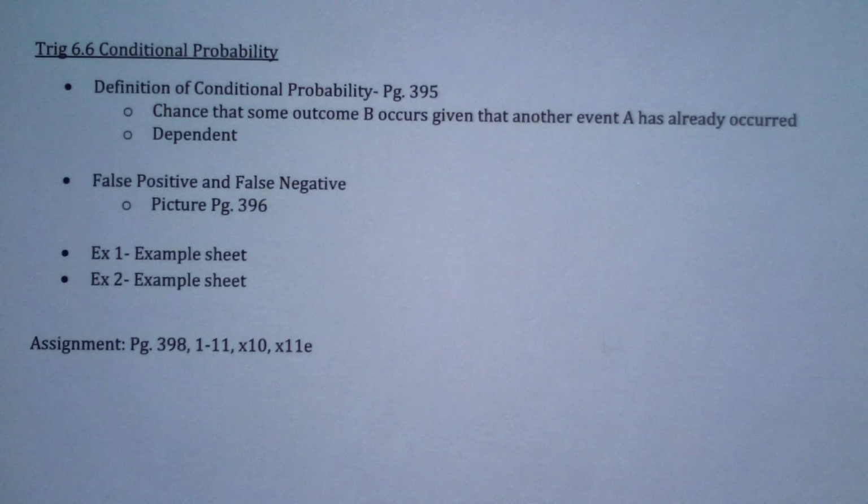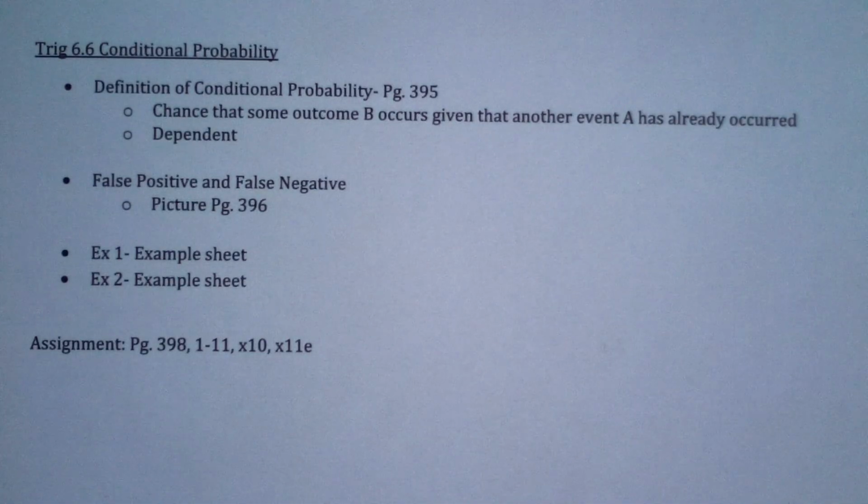So basically these are more dependent ones, where they depend on each other, like something's already happened and then what's happening after that. So it says the chance that some outcome B occurs given another event A has already occurred. So something has already happened, and then what are the chances from that the B is going to also occur? Okay, and we'll do some examples kind of mapping that out.